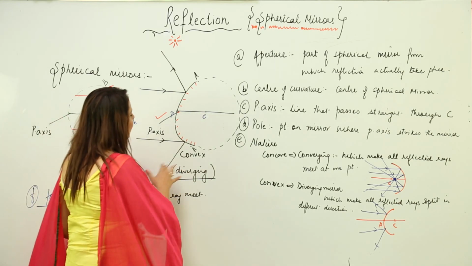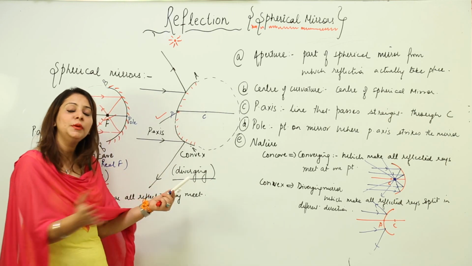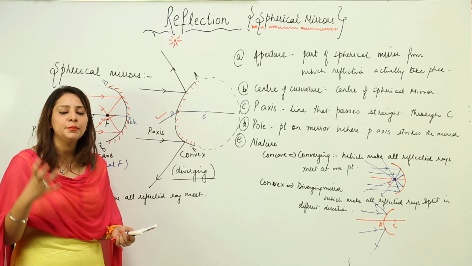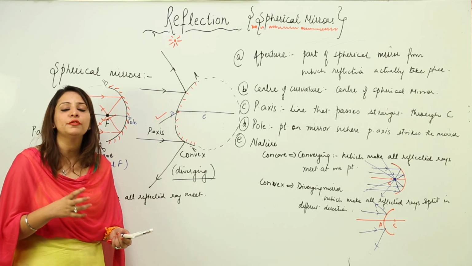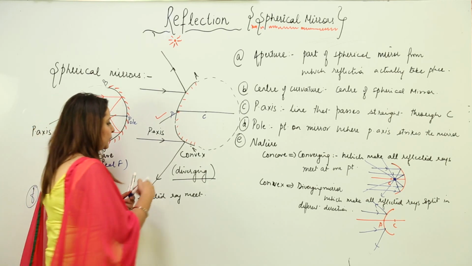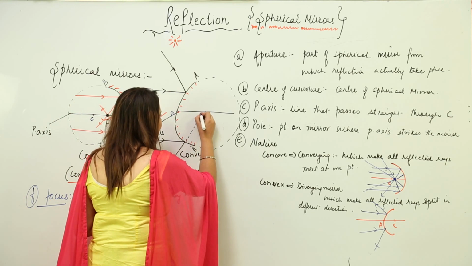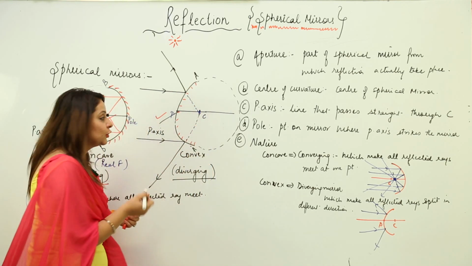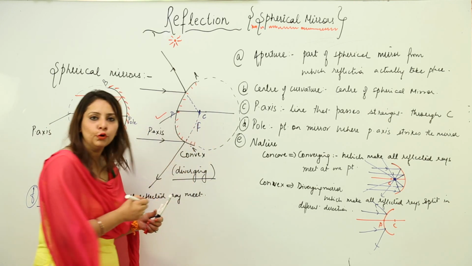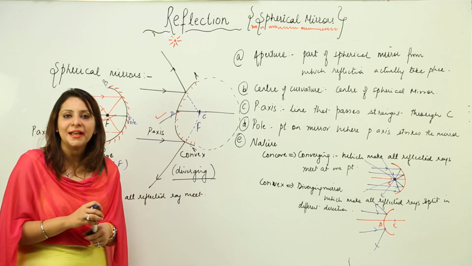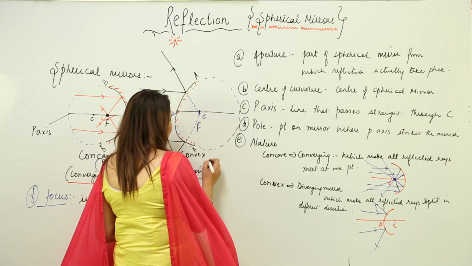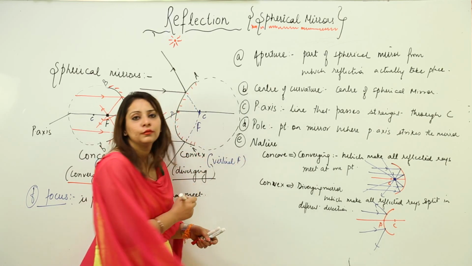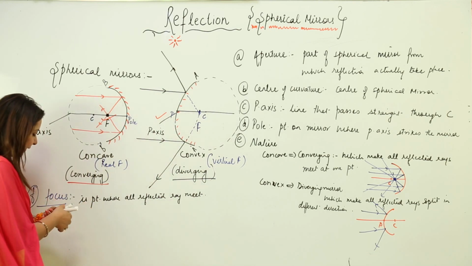But if we talk about a convex mirror, you can see that it is just splitting in different directions. So is it meeting? No. But if we take a hypothetical situation, or if we extend behind the mirror, suppose I extend this ray behind the mirror, I extend this ray also behind the mirror, they are meeting at a certain point. So that is again called focus. But because they are meeting imaginarily, we say that this focus is a virtual focus.